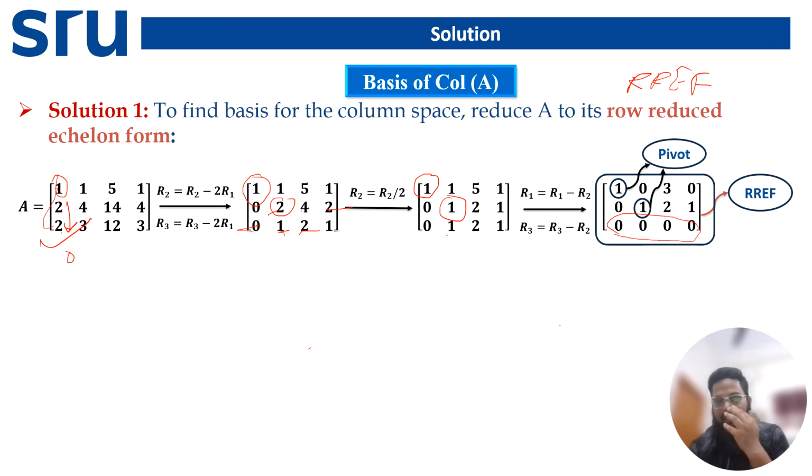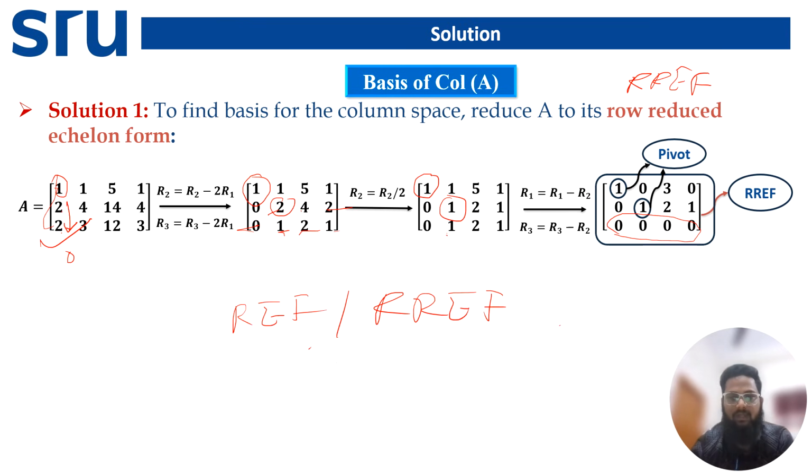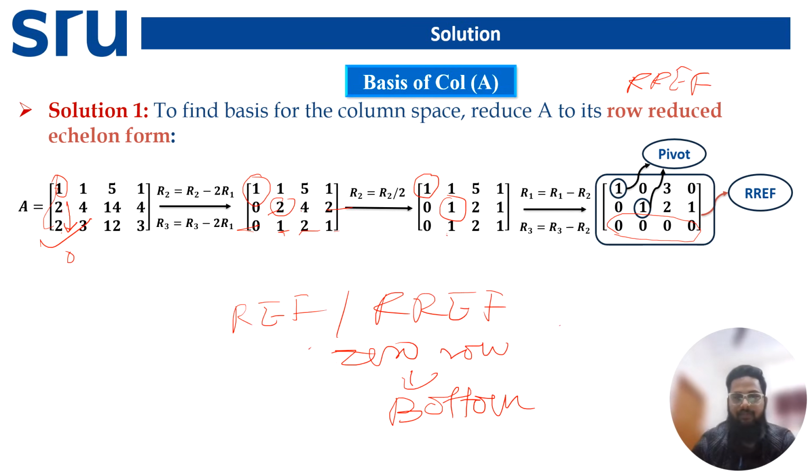Okay, one more thing I forgot to add: in the row echelon form or row reduced echelon form, in both cases, if you have any 0 row, then it should be placed at the bottom. This is also one condition. A 0 row means all elements in the row are 0. Because you can interchange rows, as I discussed, you can just interchange the row and bring it to the bottom of the matrix.